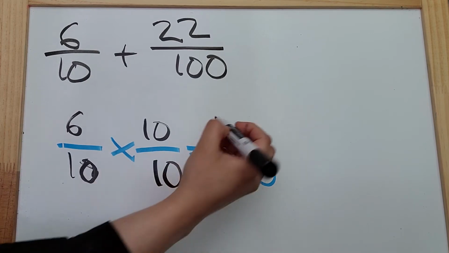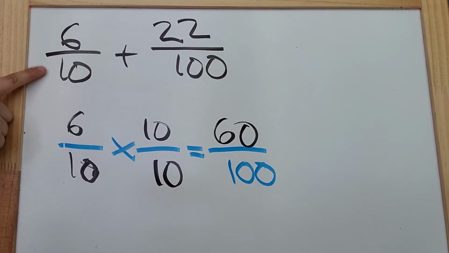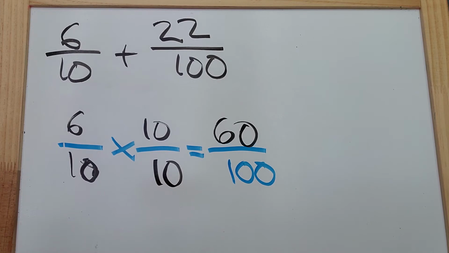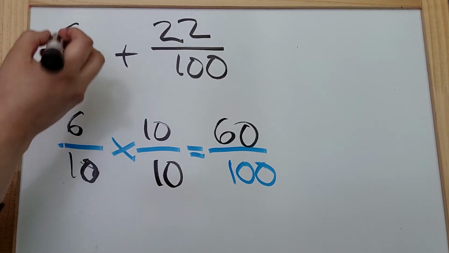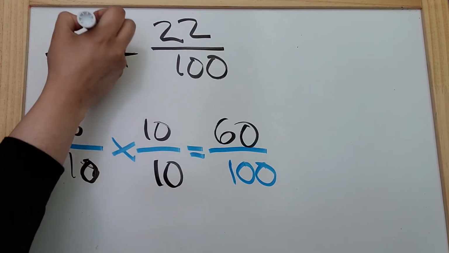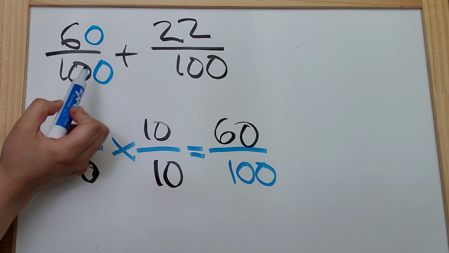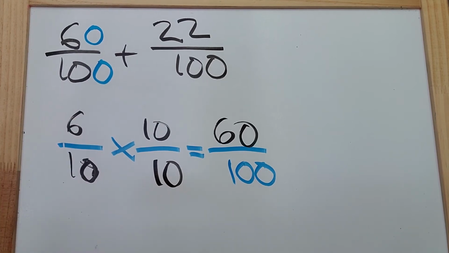Okay, so now we go back over here. 6 times 10 equals 60. Now that we have this, we go back and rewrite this fraction as hundredths. To do that, you can either just cross it off, or you can finish it by adding what is missing. So the 0 was missing here and the 0 was missing here. Now we can go ahead and add.